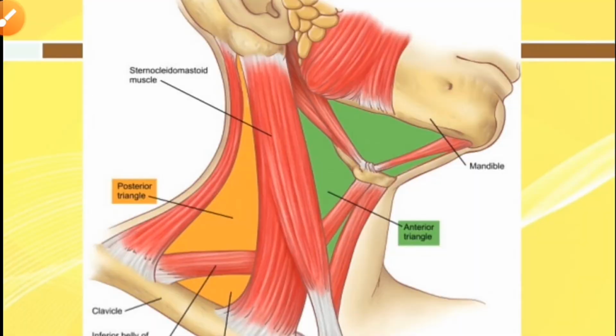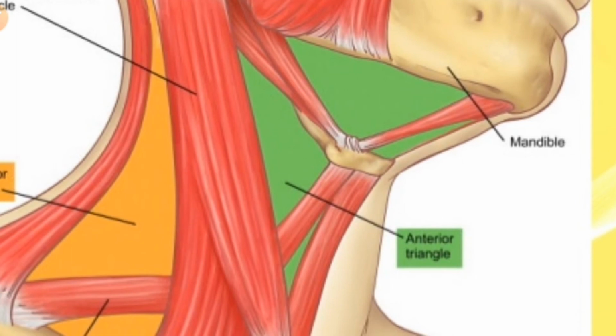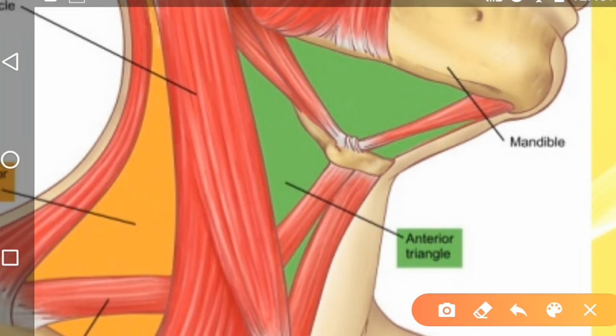Now let's see the carotid triangle. This is the carotid triangle as you can see in the picture. Let's see the boundaries of this triangle. In front and above is the posterior belly of the digastric.